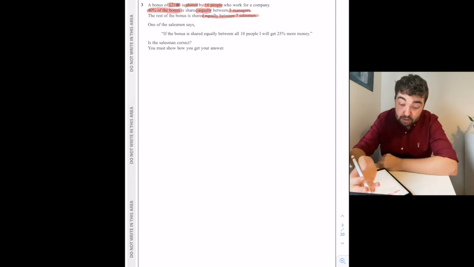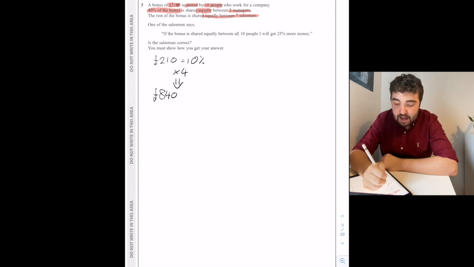£2,100. So first of all, what is 40% of that? 210 is going to be 10%. Okay, just divide it by 10. Then we're going to multiply that by 4. So if we multiply that by 4, then we're going to get to 840.